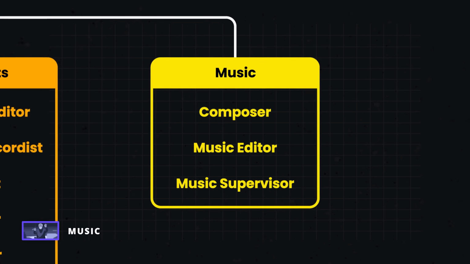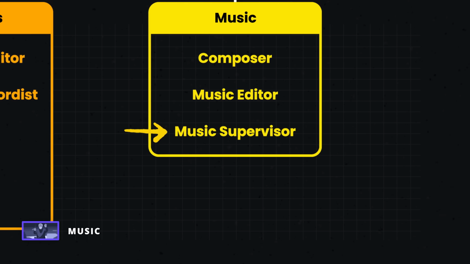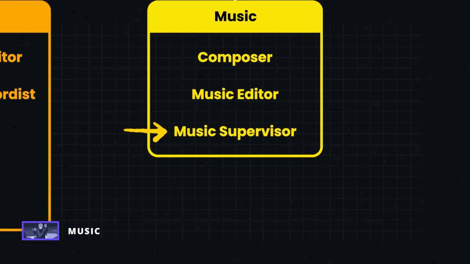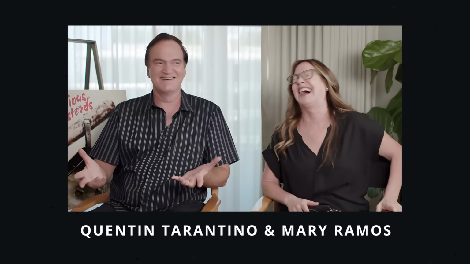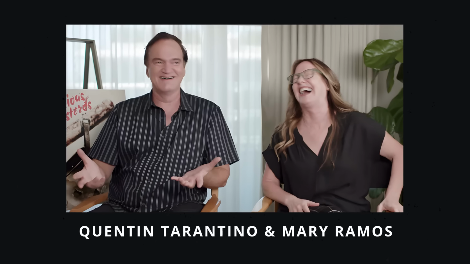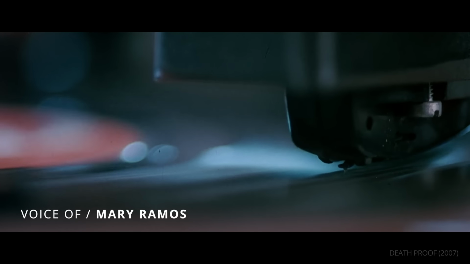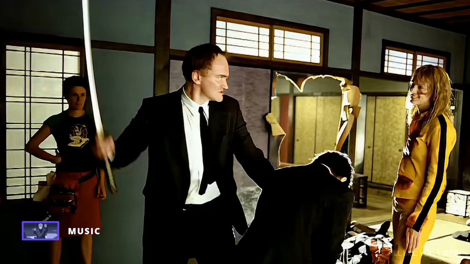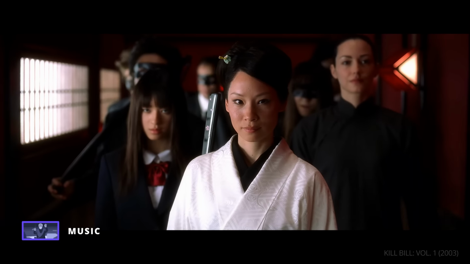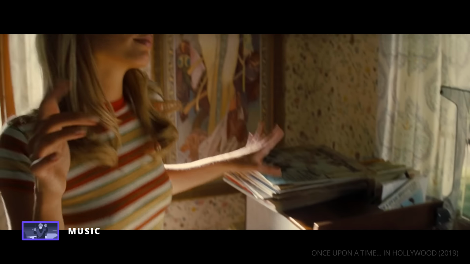A music editor will also coordinate with a music supervisor who helps find and legally obtain pre-existing music. Mary Ramos, the music supervisor for Quentin Tarantino, explains her job. What I'm there to do is support the director's vision. So we'll meet and we'll kind of talk through themes and talk through styles, and sometimes they have an idea and sometimes they don't.